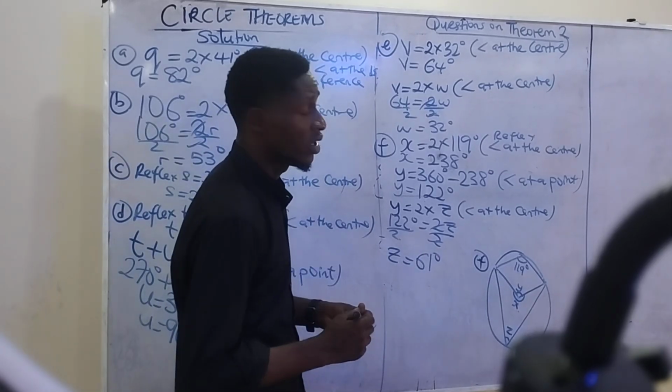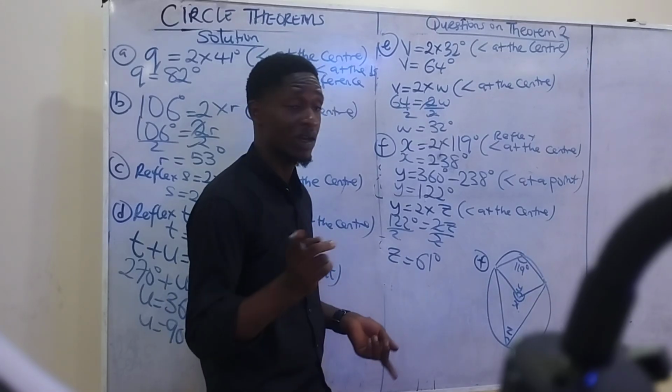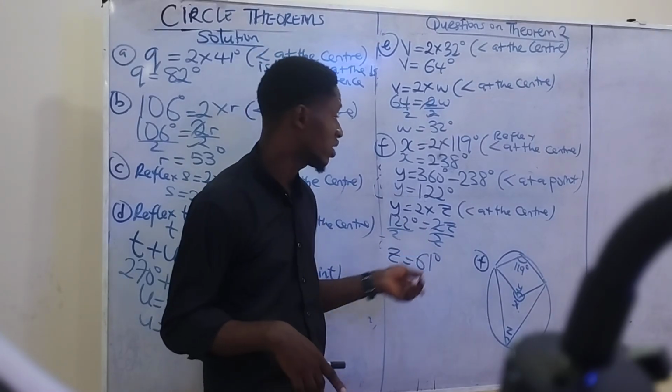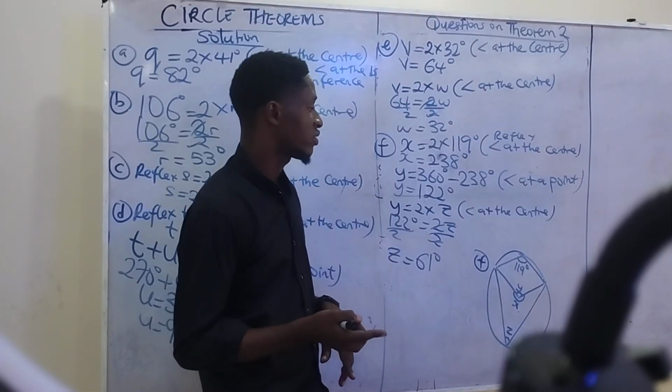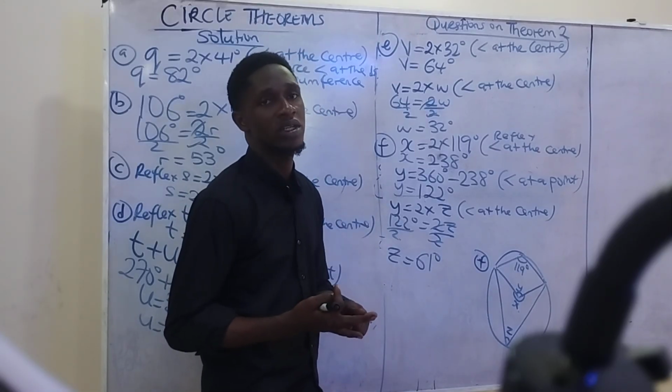61 degrees. So any question on circles in theorem 2, that is, the angle at the center is equal to twice the angle at any point on the circumference, will either come from part 1, part 2, or part 3. Thank you.